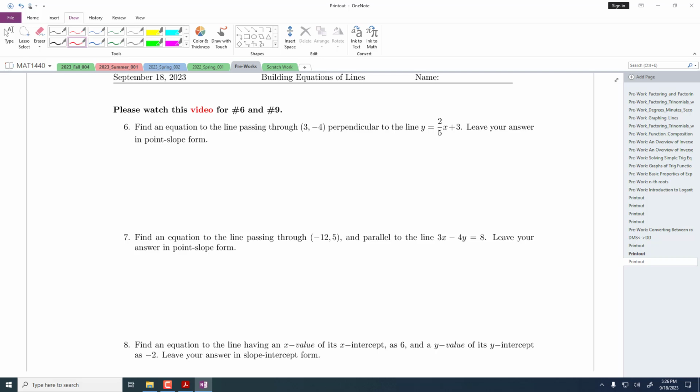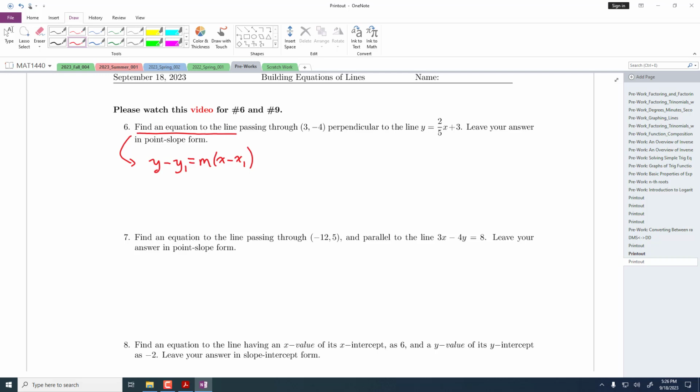Okay. So in number 6, we're being asked to find an equation to the line with some various properties. So as soon as you see these directions, you know that we're going to be using y minus y1 is equal to m times x minus x1. Remember, we use this point slope form of a line. We use it for what? For building the equation of a line, and that's what we're being asked to do here. We're asked to come up with an equation.